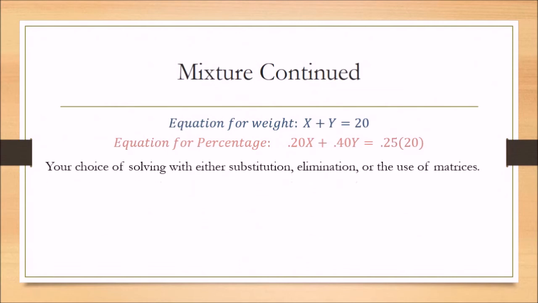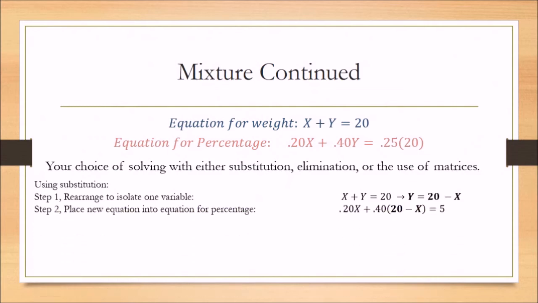So anyway, there are many options for solving a system like this, but in this case I'm going to be using substitution. So using substitution, we start out by rearranging the equation for weight in terms of y. So we take x and subtract it to the other side. And then what we're going to do is take that equation and put it into the equation for percentage. So now if you look closely in the equation for percentage, instead of y, now we have 20 minus x because that's what we've rearranged.